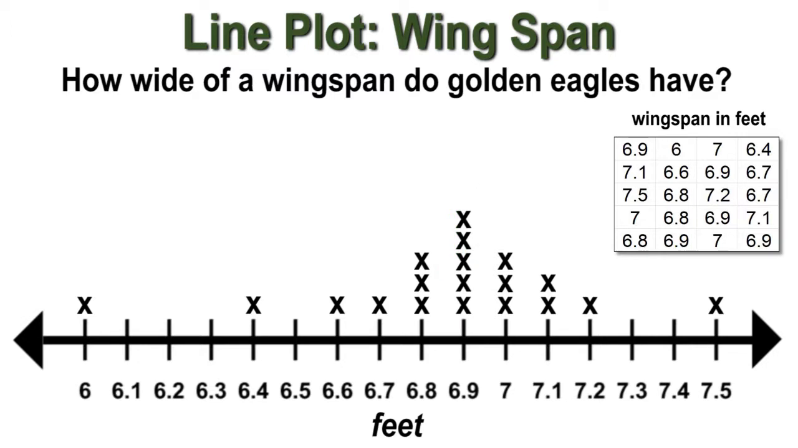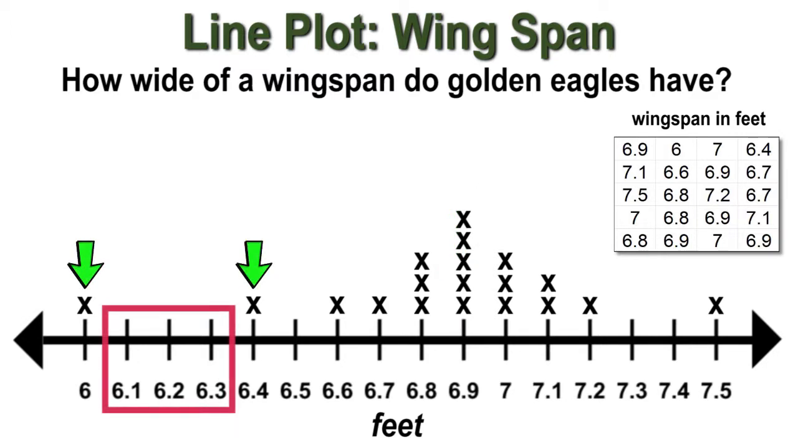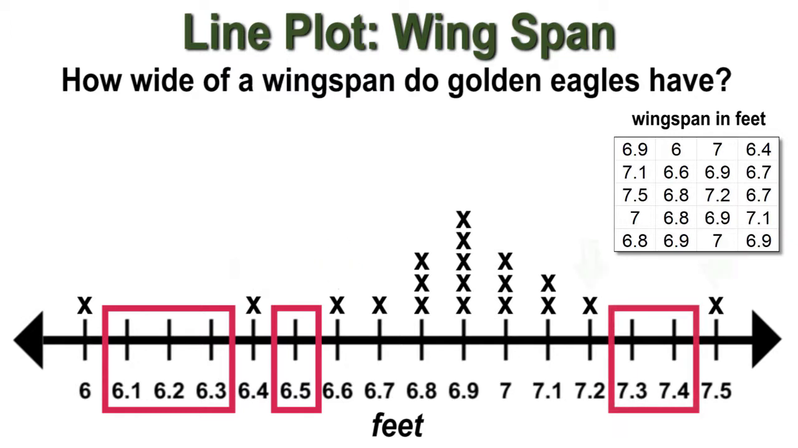We also can see some gaps in the data between 6 and 6/10 and 6 and 4/10, 6 and 4/10 and 6 and 6/10, and 7 and 2/10 and 7 and 5/10, sections of the graph with no data points. This graph shows the variability in the data. The variability shows this collection of data is spread out.